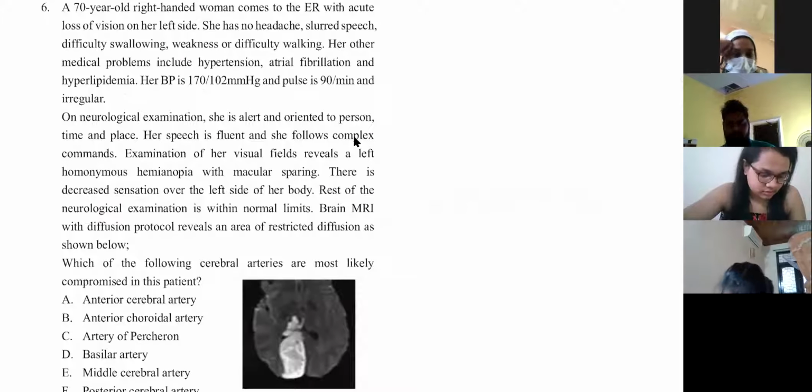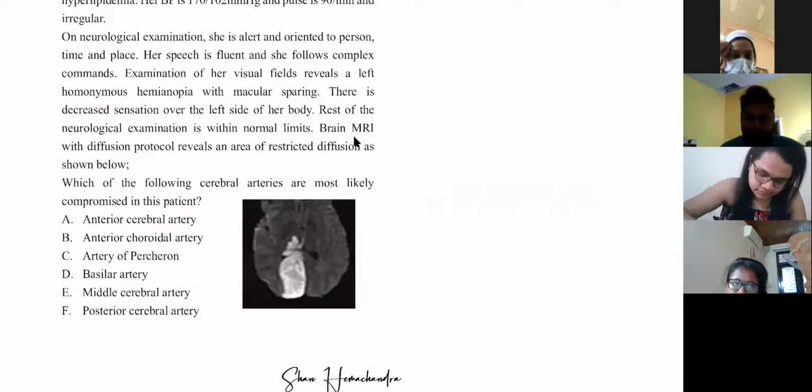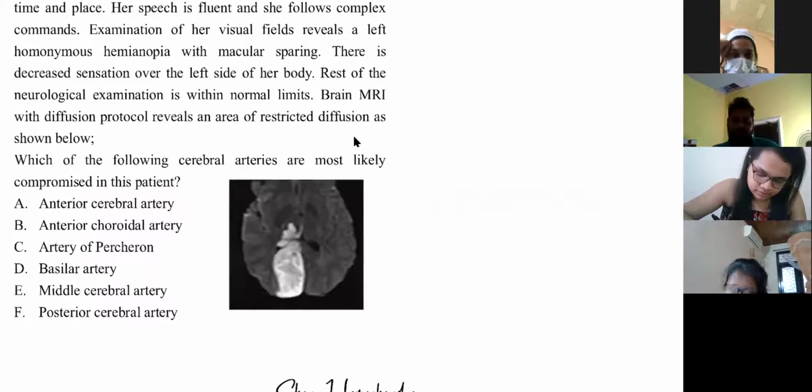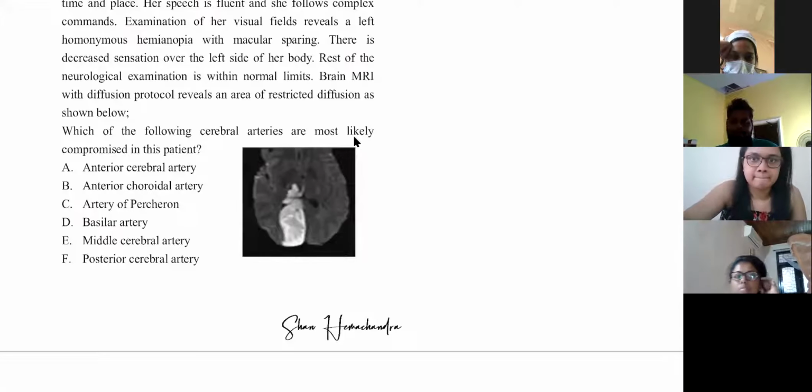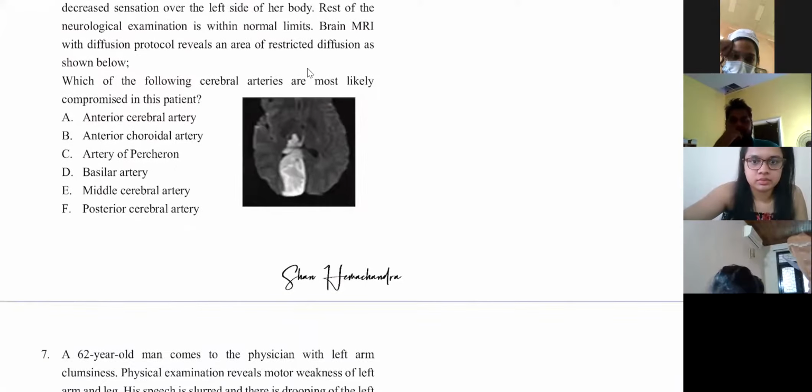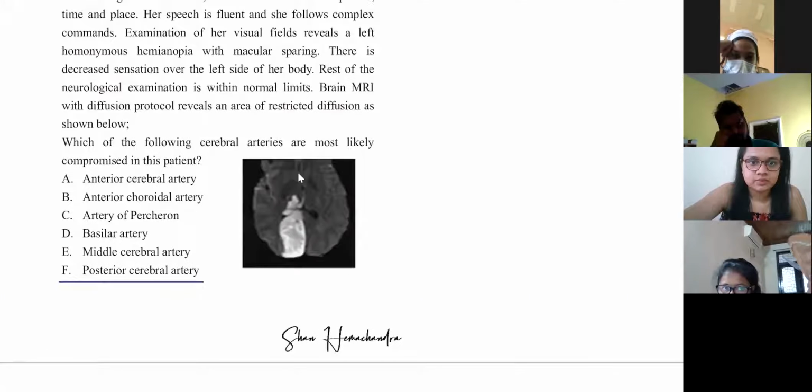See, I just looked at this image. Without reading the question, can you tell me the answer? Just look at this image and tell me the answer without looking at the question. Don't read. Just look at this image and tell me the answer. Posterior cerebral. Yes. Posterior, yeah. Okay. You can see.